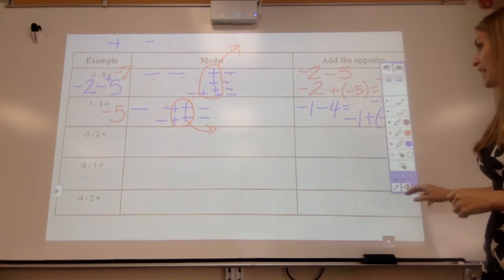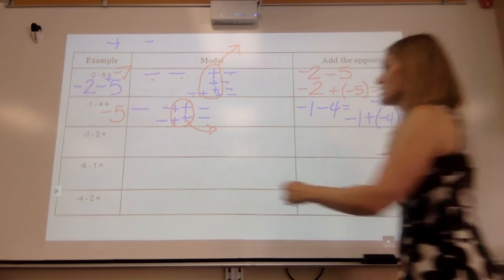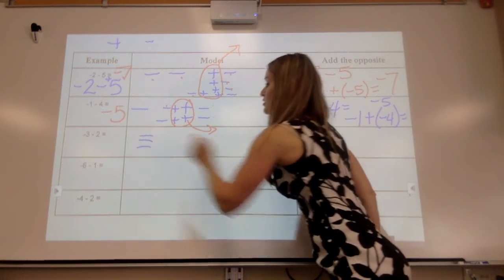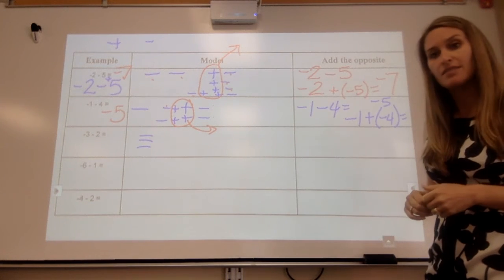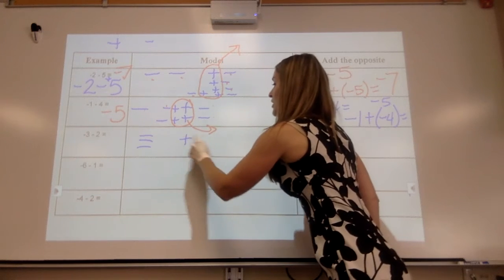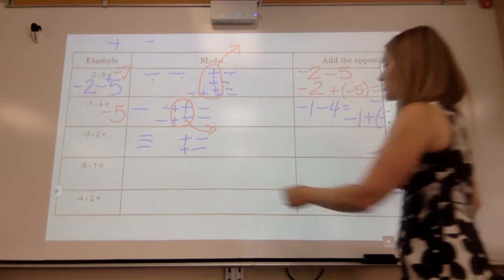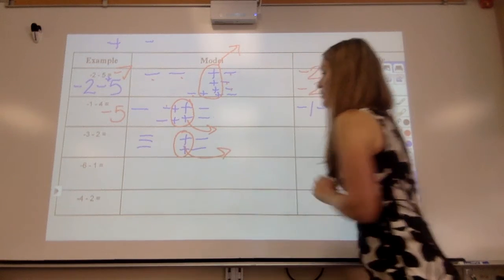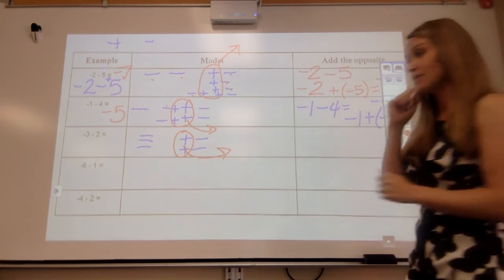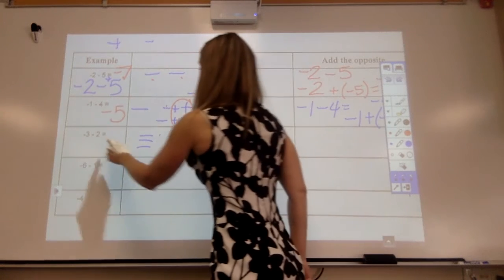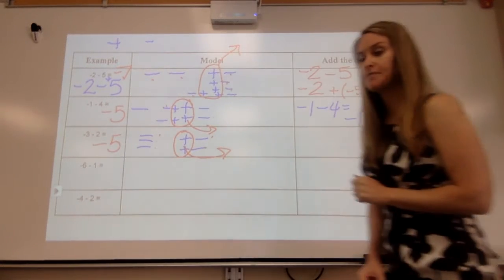All right, let's take a look at our next one. -3 take away 2. 1, 2, 3. Do I have 2 positives to take away? I do not. So I'm going to bring in my zero pairs. There are my 2 positives. I'm going to go ahead and circle them, take them away, and then count how many negatives I have left. 1, 2, 3, 4, 5 negatives.